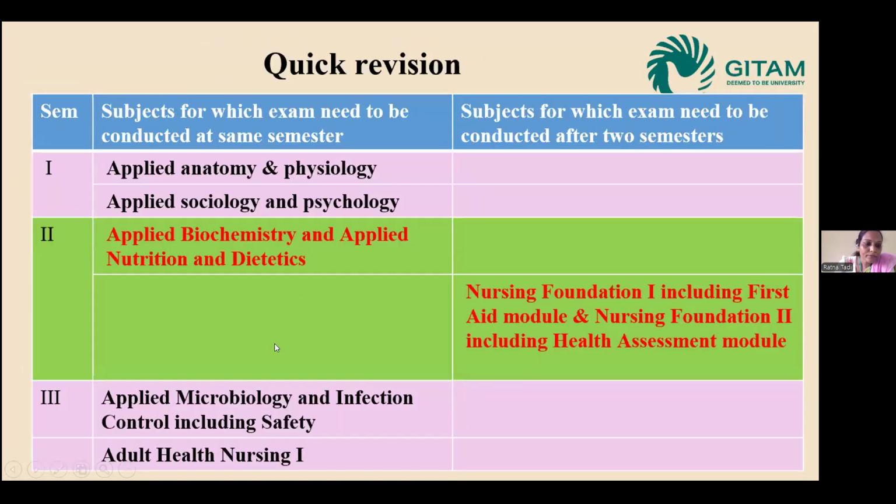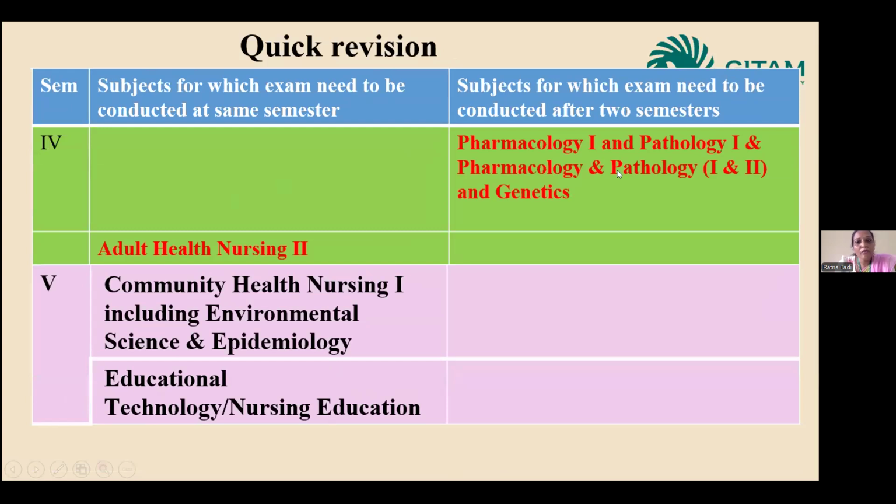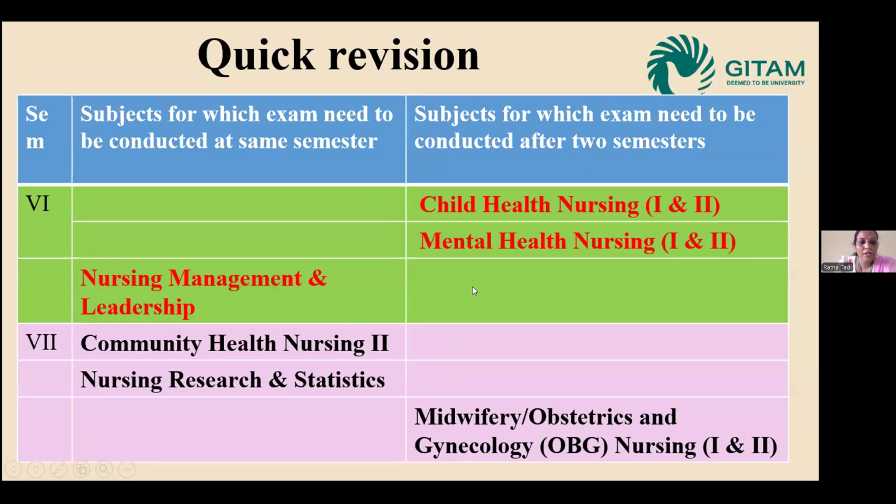Similarly, in third semester we have applied microbiology and infection control, including safety. Then we have adult health nursing 1, 2, community health nursing 1, 2. Both have a practical exam within that semester itself. Then we have PPG. The subject is there in both semesters, but the exam will be conducted after 2 semesters only. Adult health nursing 2, the exam will be completed in the same semester. Community health nursing also, the exam will be conducted in the same semester.